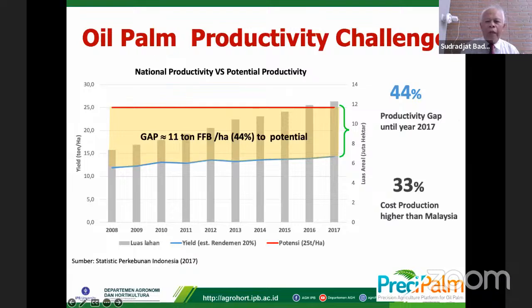And the other part, we have a problem because the productivity potential is 25 tons FFB per hectare per year, and the actual production is only 14 tons per hectare per year. So we have a gap of 11 tons FFB per hectare, or 44% productivity gap, and also the cost to produce CPO is higher than in Malaysia.